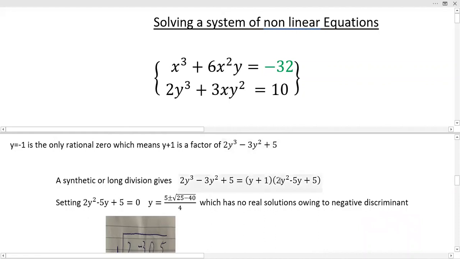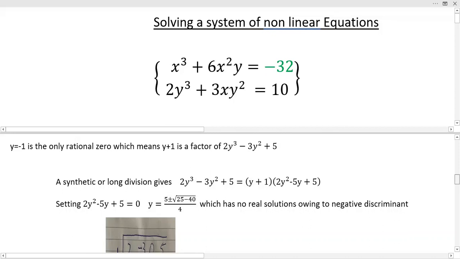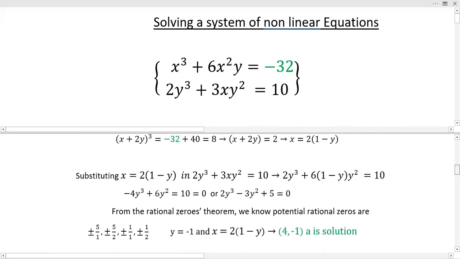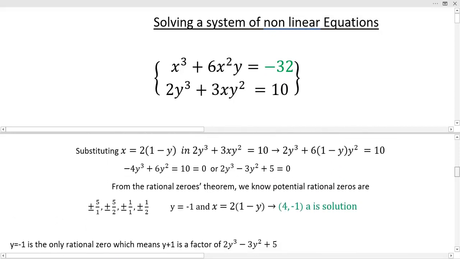Now, what we discover using synthetic division is that this expression right here is equal to y plus 1 times this quadratic piece right here, 2y squared minus 5y plus 5. So if this is going to have any more zeros, it has to happen when you set this quadratic piece equal to 0. But when you set the quadratic piece equal to 0, you do get a negative discriminant. You can confirm that, 25 minus 40 is -15. And so you would have imaginary solutions, but you would have no more real solutions other than the one we found earlier.